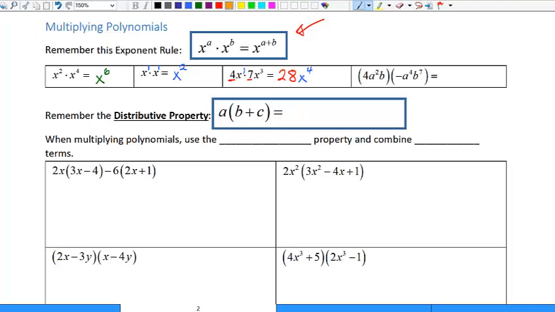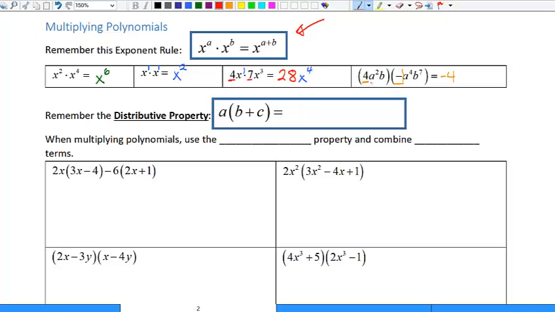On our next problem, 4a squared b times negative a to the 4th b to the 7th, I multiply my coefficients. My coefficients are positive 4 times a negative 1. So go ahead and put a 1 there to help you remember that it's together. So the coefficients just multiply and I get negative 4.